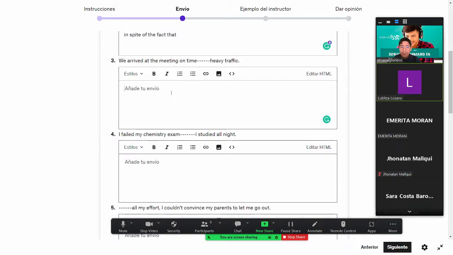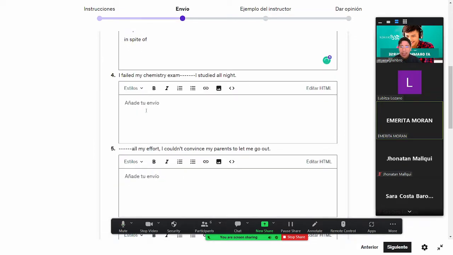Despite or in spite of. ¿Puedo poner although? No, porque although no va con sustantivos. I failed my chemistry exam. I studied all night. ¿Qué puede ir ahí?